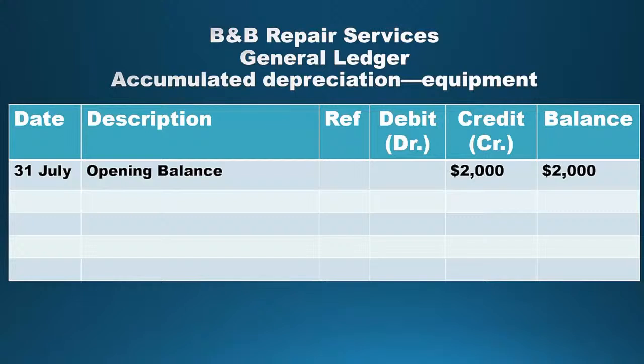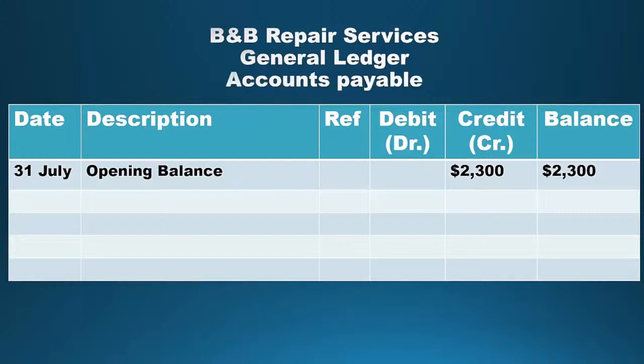6. Accumulated depreciation, equipment and vehicles. Accumulated depreciation tracks the wear and tear on assets over time. For equipment, the accumulated depreciation is $2,000, and for vehicles, it's $5,000. These balances are contra-asset accounts, so they're recorded on the credit side of their respective ledgers.